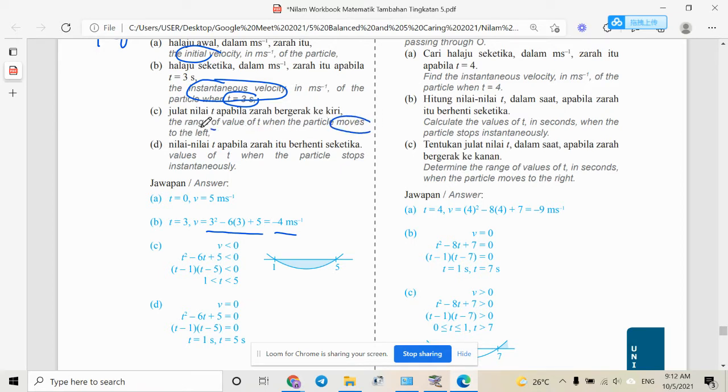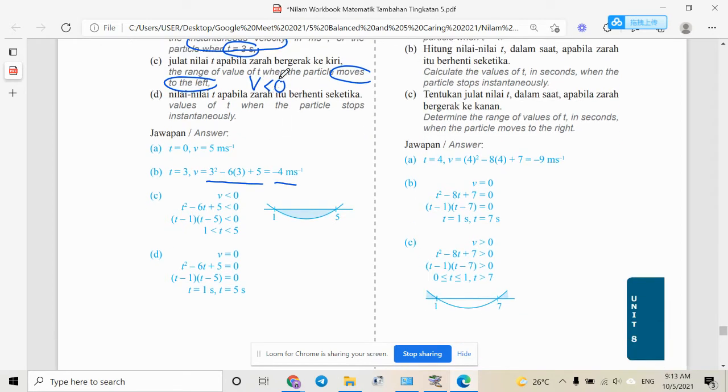So the keyword particle moves to left, remember, actually refers to v less than 0. V less than 0. Okay, you cannot say s less than 0. If s less than 0, meaning that the particle is at left side. S greater than 0, particle at right side. So for these cases, they say particle moves to left. So the most appropriate one will be v less than 0.